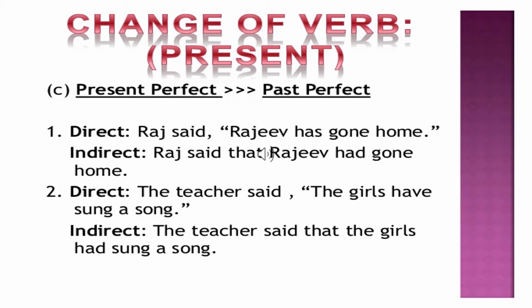If the tense in the direct speech is in the present perfect form, then in the indirect speech it changes to the past perfect form. For example, Rajiv said, "Raj has gone home." Here, has gone is in the present perfect form, and in the indirect speech it will be, Rajiv said that Raj had gone home. Had gone home is in the past perfect form.